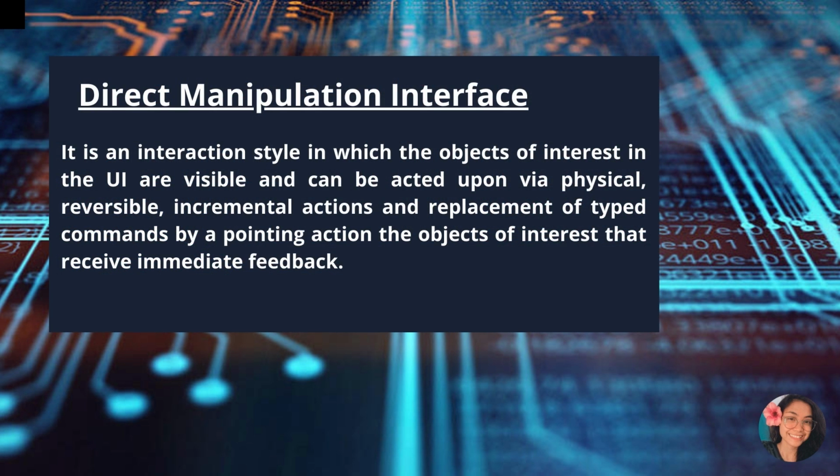A direct manipulation interface is an interaction style in which the objects of interest in the user interface are visible and can be acted upon via physical, reversible, incremental actions, with the replacement of typed commands by pointing actions to the objects of interest that receive immediate feedback. From the word itself, direct means without intervening factors or intermediaries. And so we can manipulate something or the interface directly and receive immediate feedback.